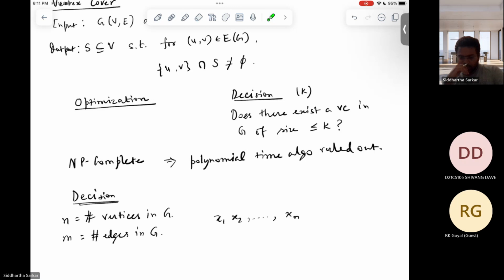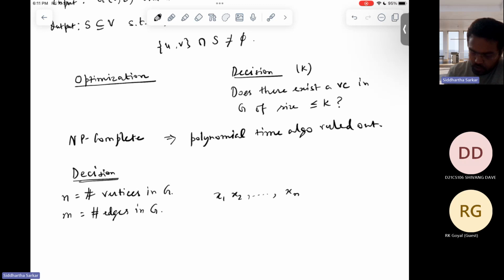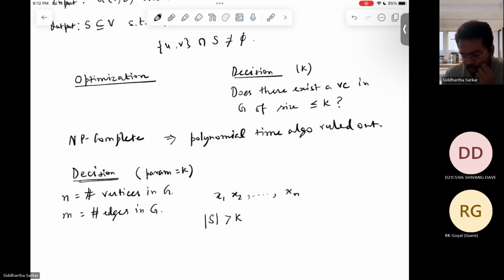So if you consider the running time, in the decision version we have an additional parameter k. So the running time in terms of k, n, and m will be, so remember that there is no need to consider a set S whose cardinality is more than k. We are only interested in vertex covers of size at most k.